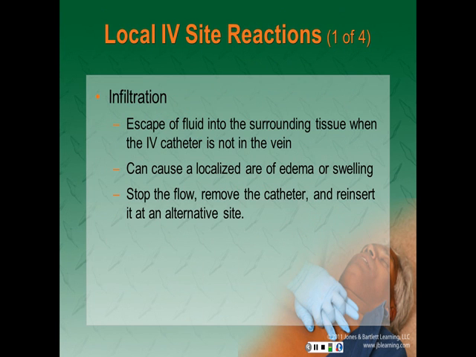Some of the more common reasons are the catheter has passed completely through the vein and out the other side, the IV catheter tip moves out of the vein because of patient movement, or the tape securing the line comes loose. The catheter was inserted at too shallow an angle and has only entered the tissue surrounding the vein, or fluid is escaping from the vein because of a prior venipuncture. Signs and symptoms include edema or swelling at the catheter site, extremely slow IV flow, or a patient complaint of tightness and pain around the site. To correct the infiltration, stop the flow, remove the catheter, and reinsert it at an alternative site.